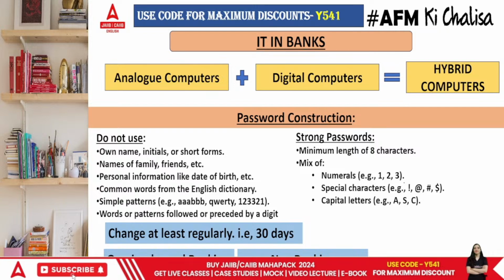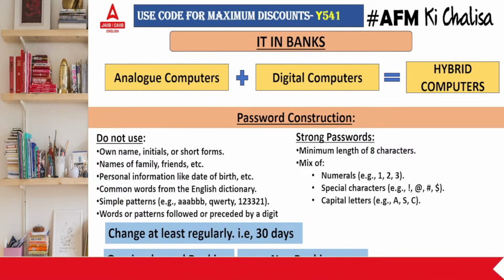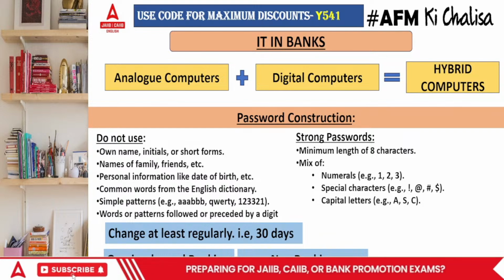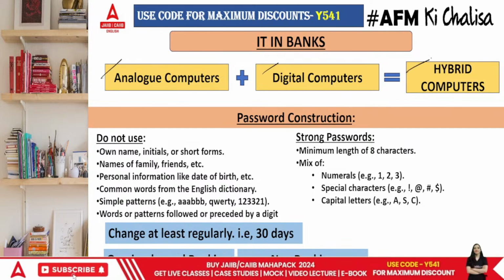So they were earlier dependent upon the filing. Now they are dependent upon computers. So analog computers came, then digital computers, and now hybrid computers are being used. How do we protect ourselves?